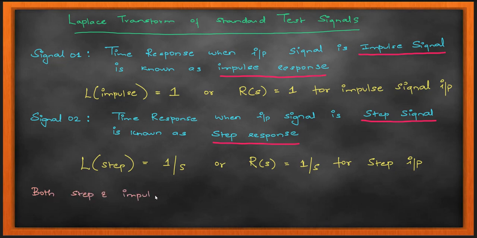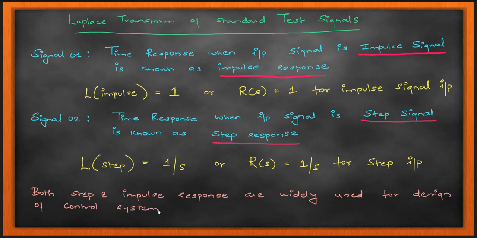If I go back to my closed loop transfer function and look at that equation, I have C of S by R of S, and that R of S is nothing but my input, right? That is the Laplace transform of my input. If I am using an impulse signal, then my response is the impulse response, and R of S is equal to 1, and if I am using a step signal, my R of S is equal to 1 by S.